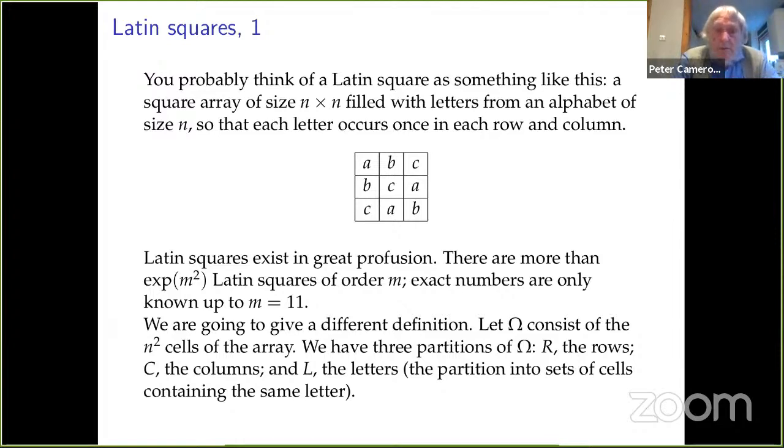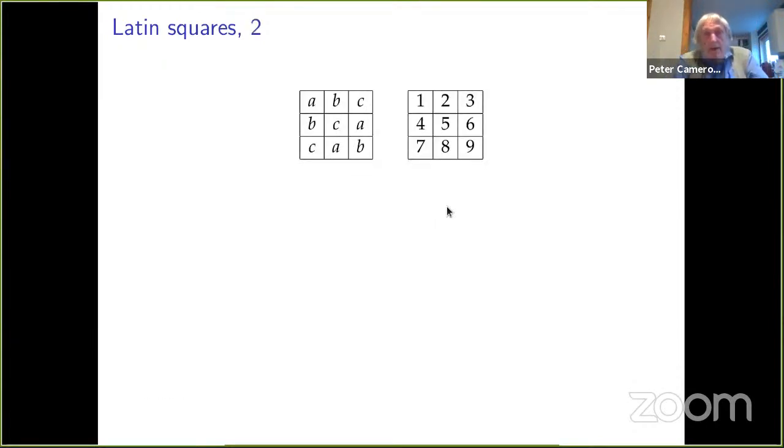But I'm going to define them in a different way in terms of partitions. So I'll take omega to be the set of n squared cells in the array. So here omega has size 9. And there are three partitions. Omega is partitioned into three rows, each of which contains three of the squares. It's partitioned into three columns, each of which contains three squares. And the letters also give you a partition. There's the three squares containing the letter A, the three containing the letter B, and the three containing the letter C. You remember I told you that one way of thinking about a partition is the kernel of a function. Well, the Latin square, in a sense, is a function from the set of cells to the alphabet, because the function tells you what letter to write in each cell, and it's the kernel of that function that is the letter partition.